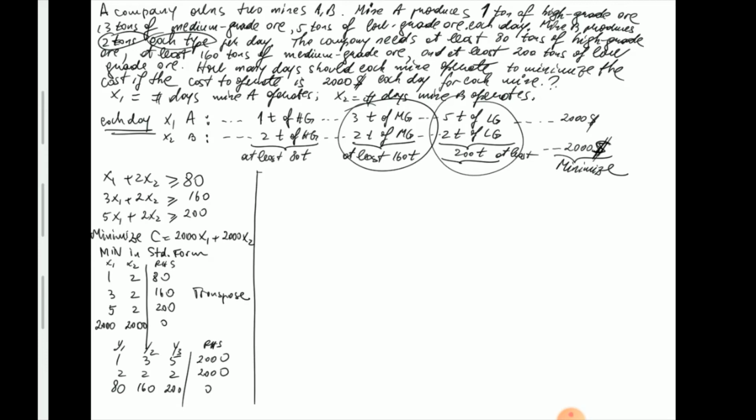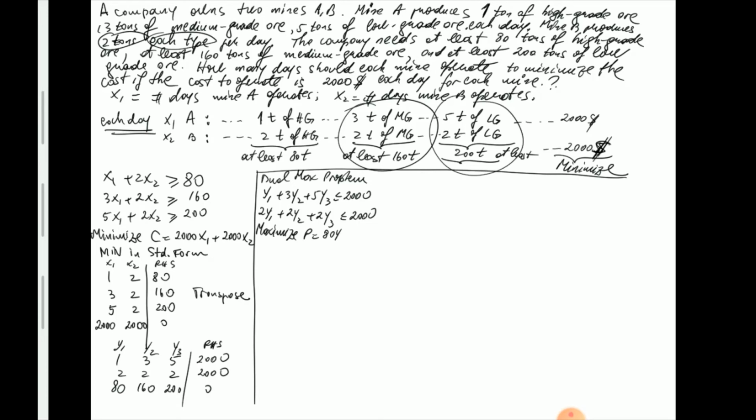Next step, write the dual max problem in standard form. Each row is a constraint for a dual problem, for a maximum problem in standard form. So we're going to have y1 plus 3y2 plus 5y3 less than or equal to 1,000. 2y1 plus 2y2 plus 2y3 less than or equal to 1,000. Maximize p equals 80y1 plus 160y2 plus 200y3.